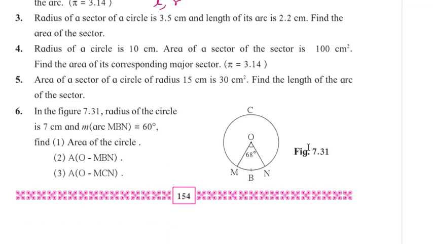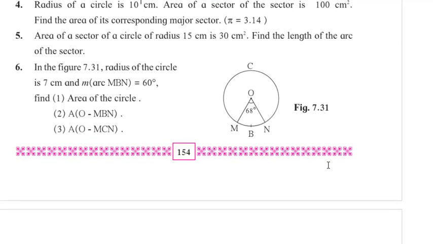Now in third question, radius of circle is 3.5 centimeter and length of arc is 2.2 centimeter. Find area of sector. So r is given, length of arc L is given, find area. So we have the formula, area is equal to L into r divided by 2. So we use this formula and we can find area of the sector.